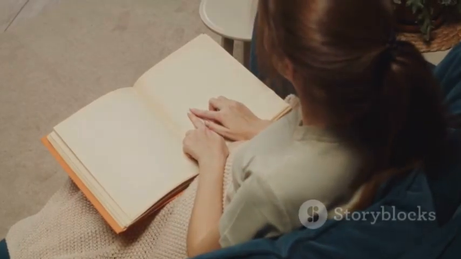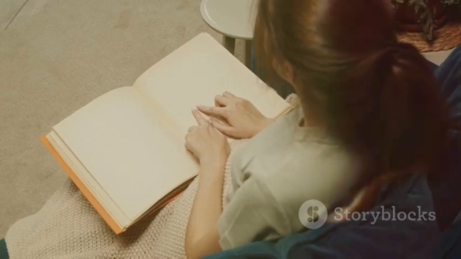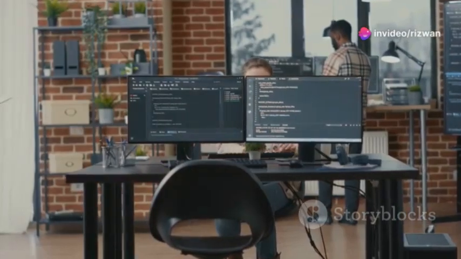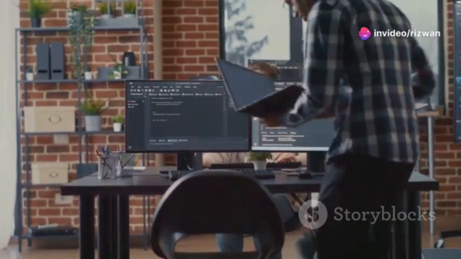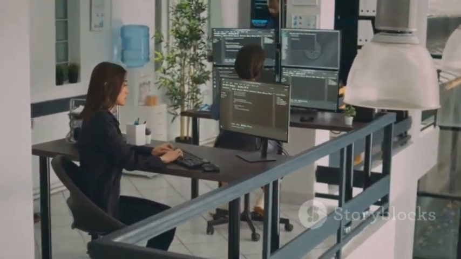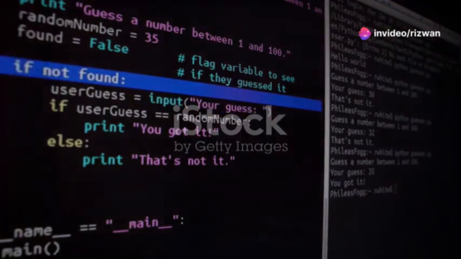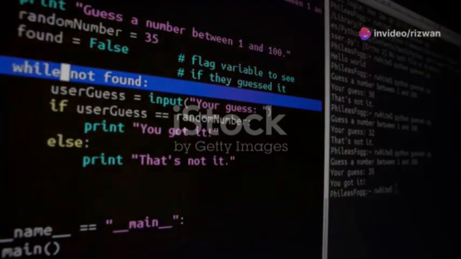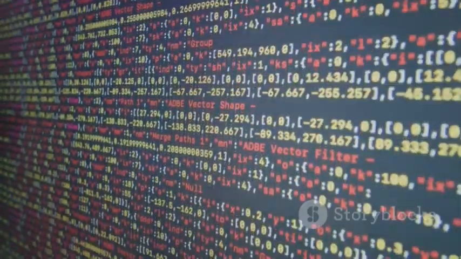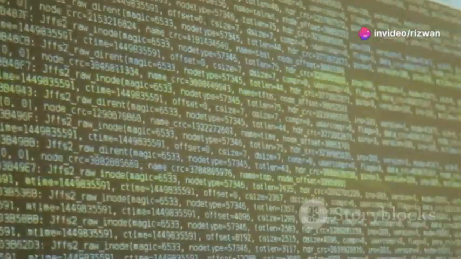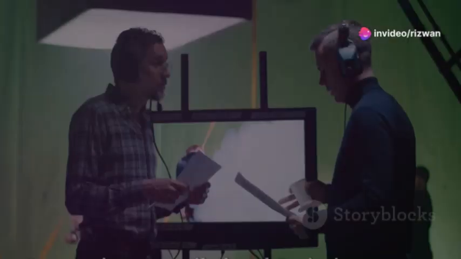Think of it as reading and translating a book sentence by sentence instead of translating the entire book beforehand. This interpretation process makes scripting languages more flexible and easier to work with, especially for beginners. The code can be modified and executed on the fly, allowing for rapid prototyping and experimentation. Furthermore, scripting languages are often dynamically typed, meaning that you don't need to explicitly define the data type of a variable. The interpreter infers the data type at runtime, simplifying the coding process. Let's delve into the interpretation process to understand how scripting languages work.